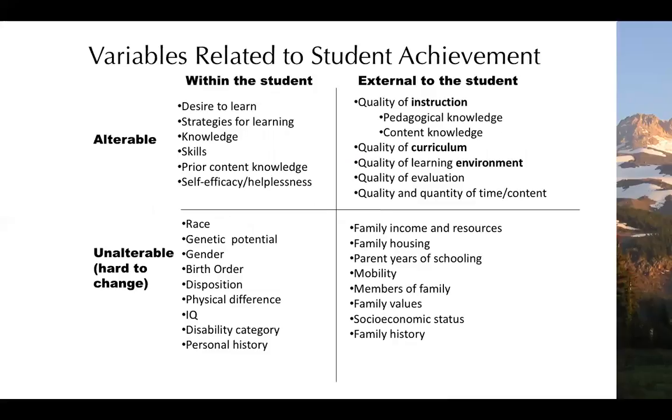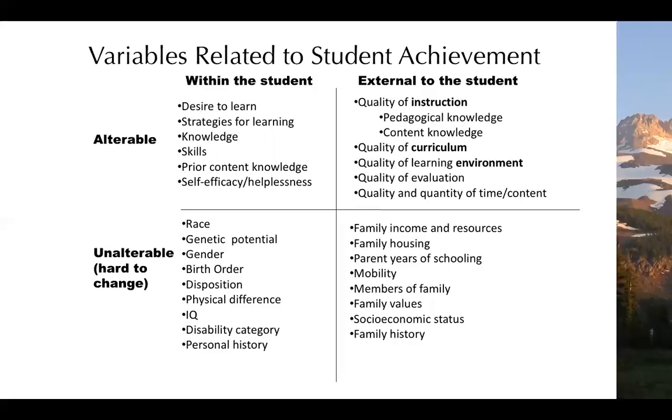So when we start thinking about those ideas of what we can control around our students, this table is often really insightful for a lot of folks when we start thinking about those things that are within the student versus external to the student. We can't control much of the things that are internal to the student. We can't control their desire to learn or their skills as they are now. What we can do is to help improve those skills. And those things are all alterable. We can affect those things.